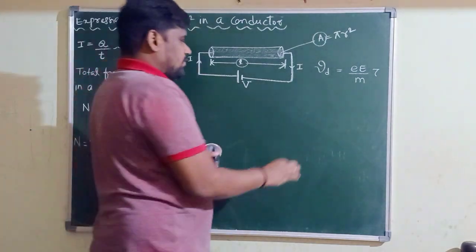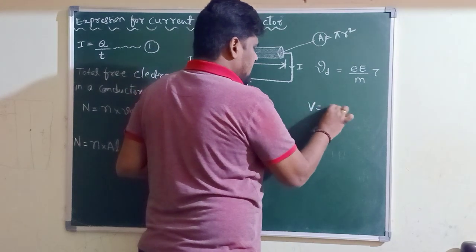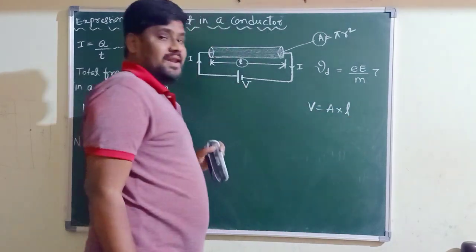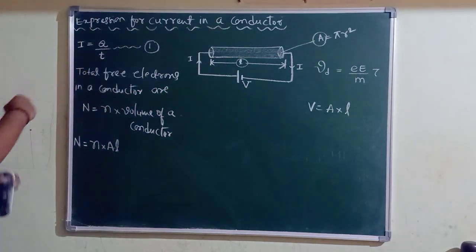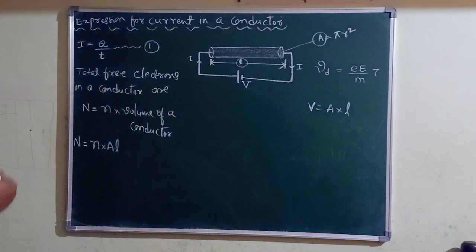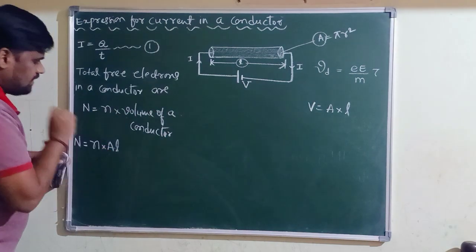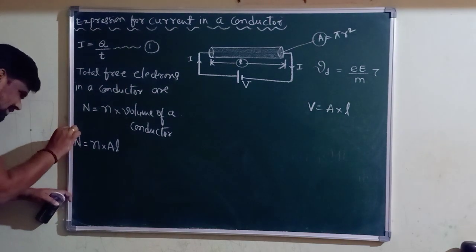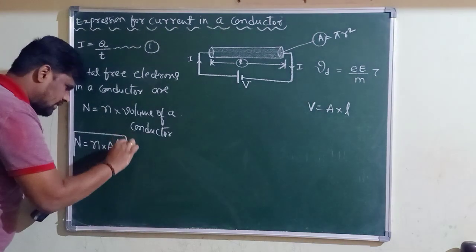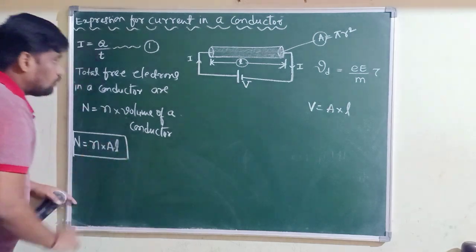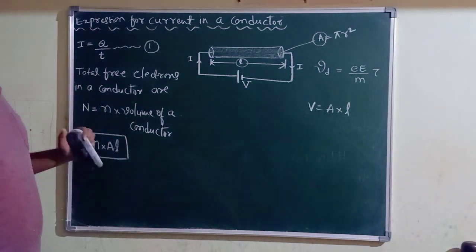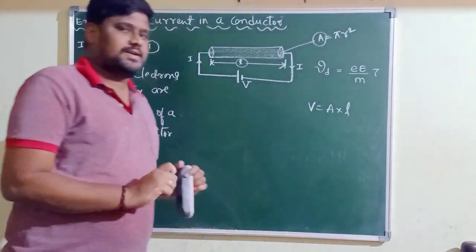So volume of conductor is given by area multiplied by length. Area of cross section multiplied by length of a conductor is called volume of a conductor. Therefore, small n as it is, volume of a conductor is given by A into L. What is this n? Concentrate here. What is n? Total number of free electrons in a conductor.